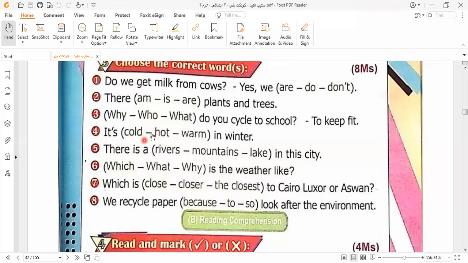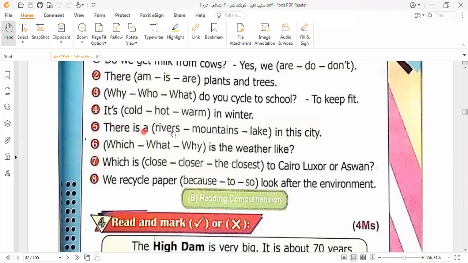It's cold, warm in winter. In winter, the weather. What's the weather in winter? It's cold. There is a river, mountains, lake in this city. So here we can say no mistake, but I would like to say there is. So we have verb to be singular. So what can I select? I select lake. Why do I select lake? Because this is singular and I select the singular noun that is suitable to verb to be.